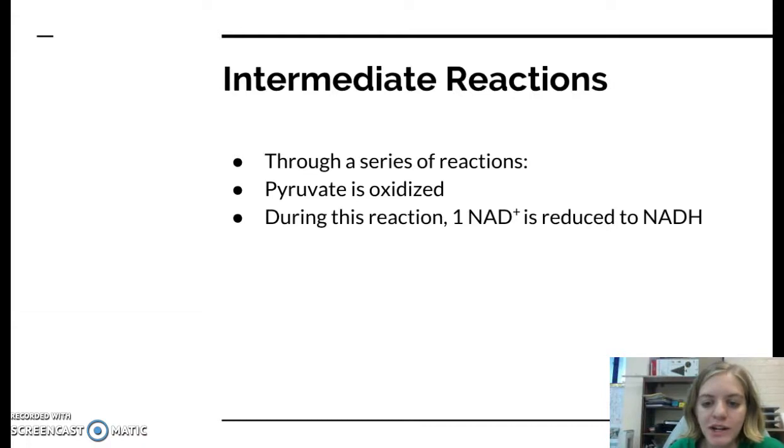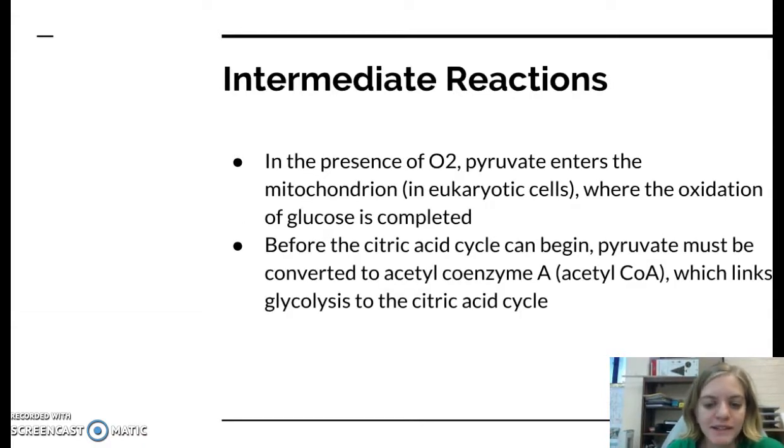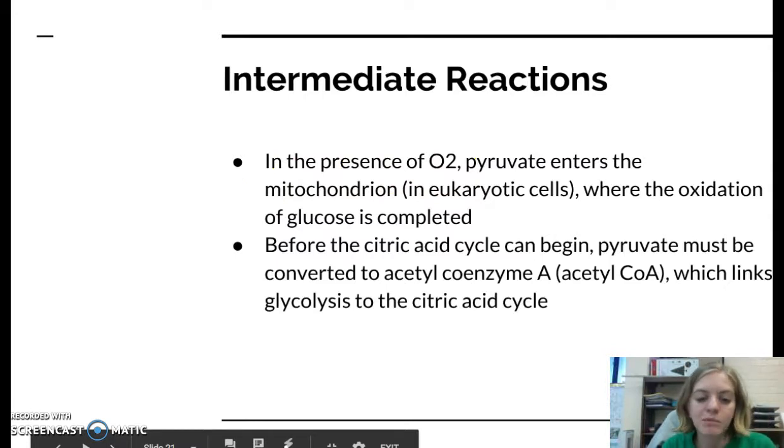In the presence of oxygen, pyruvate enters the mitochondria, at least in eukaryotic cells, where the oxidation of glucose gets completed. So this is the point where we move into aerobic respiration, because notice we need oxygen in order to enter the mitochondria. However, like I said, before the citric acid cycle can begin, the next step has to happen.